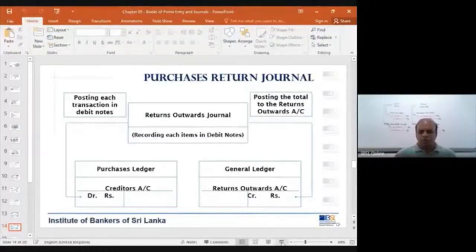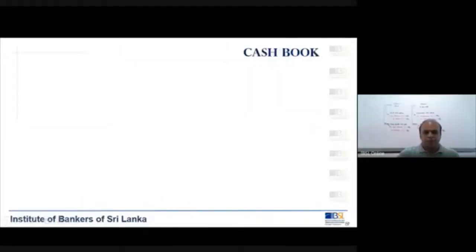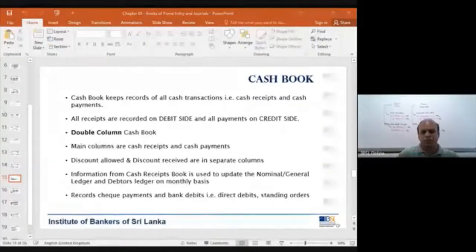We come back to the presentation and we have the purchases return journal. This is the last entry that I showed you. So with that, we will move on to the cash book. And if you have any questions.